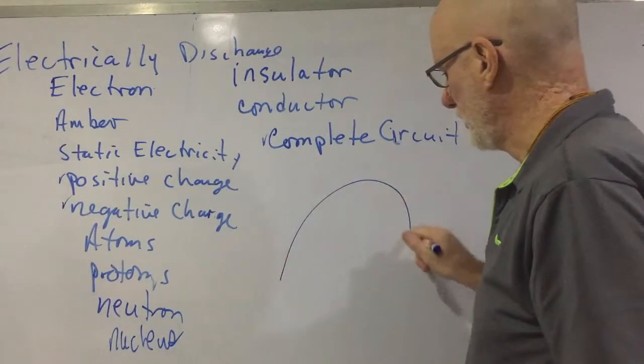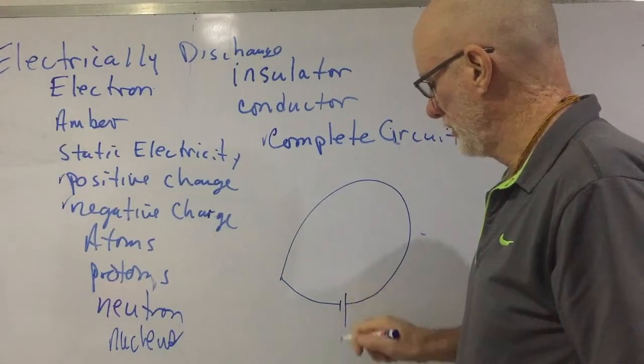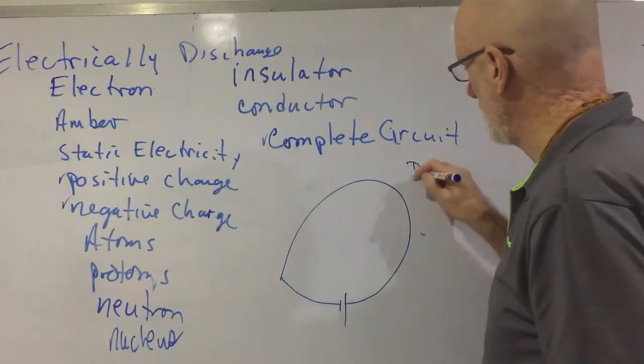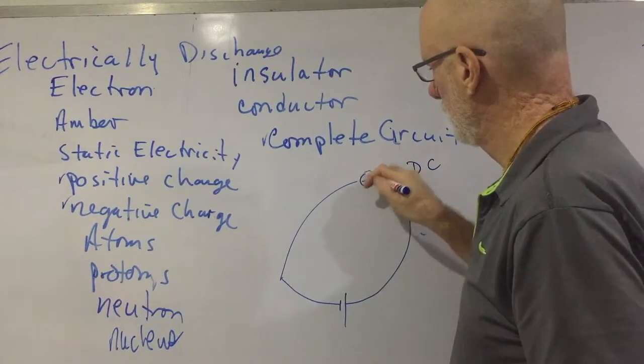if I have a circuit, and I'm going to put a battery in the circuit, okay? This is DC, and I put a light bulb here, right?